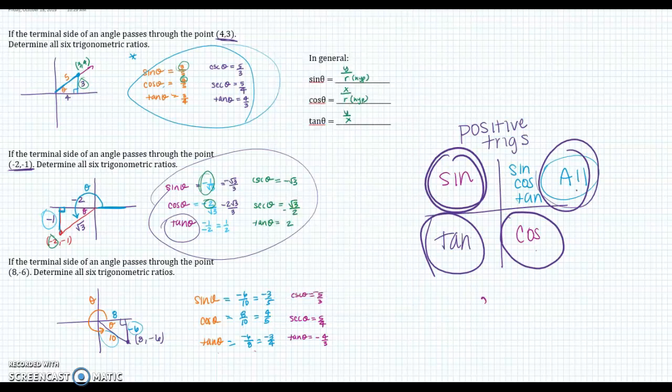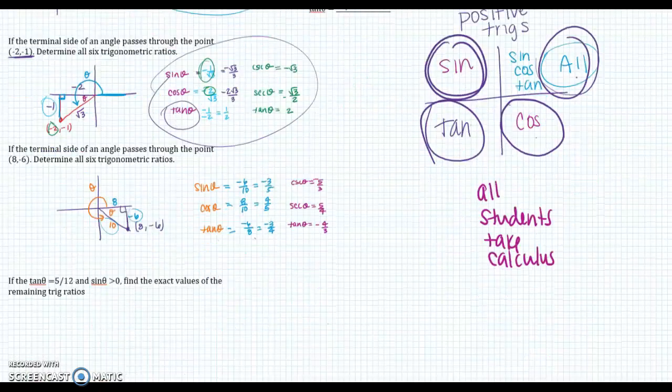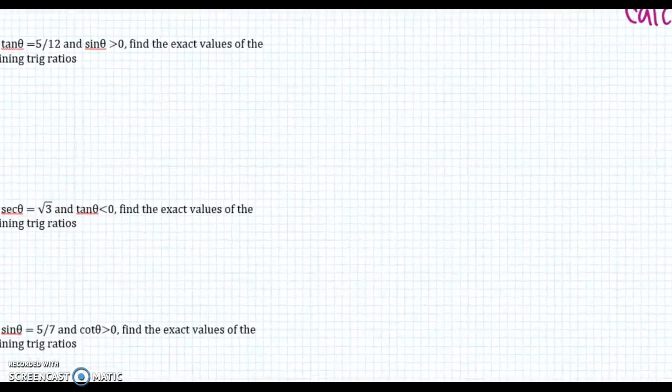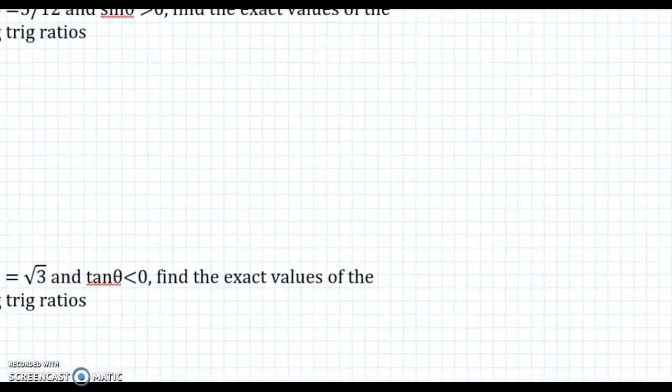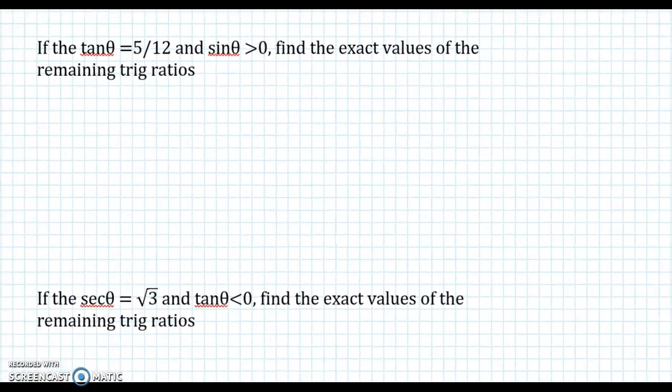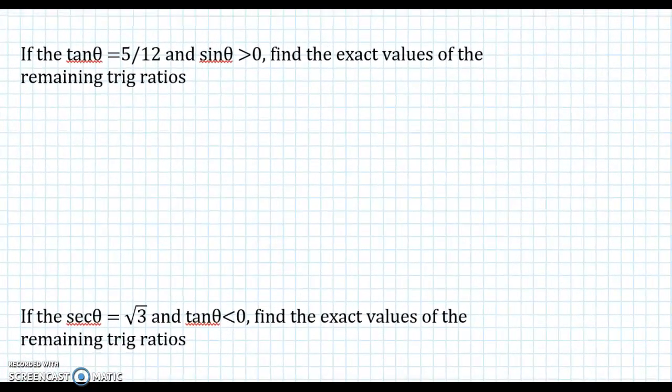It'll help you when you are doing this next batch of examples. And there's an acronym. The acronym is All Students Take Calculus. So you can kind of think of that when you're doing examples and problems like this next batch. So if I tell you that the tangent is 5/12 and the sine is greater than 0, find the exact values of the remaining trig functions.